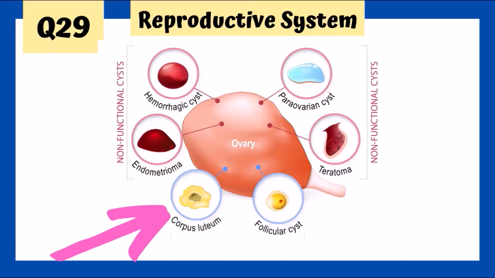And we see the corpus luteal cyst. This is another functional cyst, and is caused by failure of the corpus luteum to involute, and may produce excess progesterone. And it usually, again, resolves spontaneously. And there's also a theca-lutein type, which we don't see here, and that's caused by HCG overstimulation.